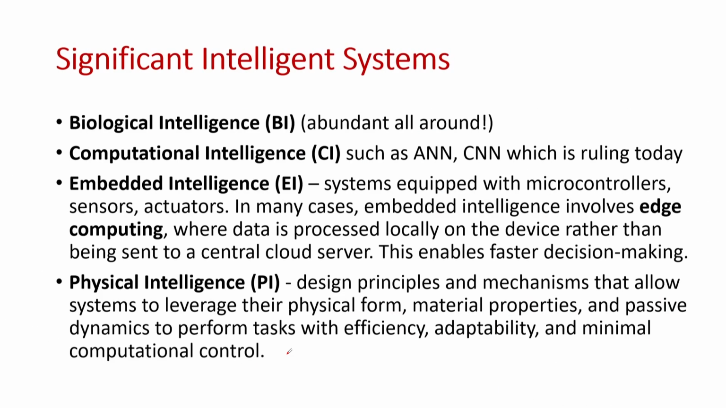In the last lecture, for your quick recapitulation, I also talked about significant intelligent systems, for example BI, CI, EI and PI. BI stands for biological intelligence, CI for computational intelligence, EI for embedded intelligence and PI for physical intelligence. I told you that the most popular form of AI today is in the form of artificial neural networks, convolution neural networks, etc. These are all examples of CI, but soon it will be replaced by EI and PI.